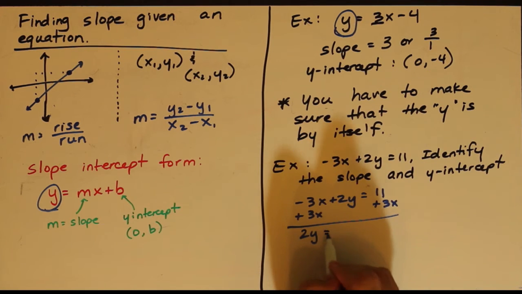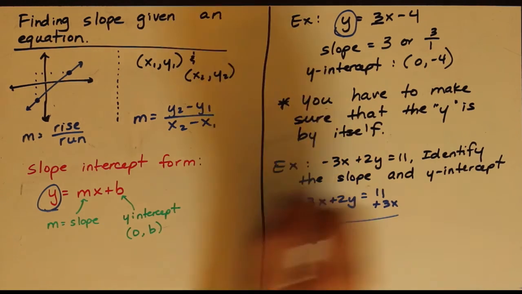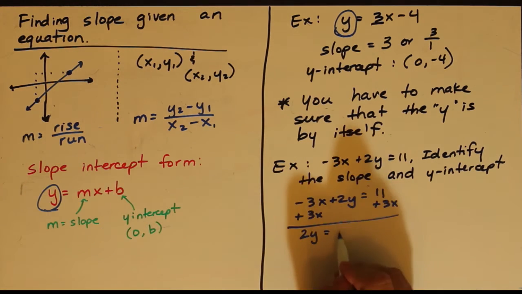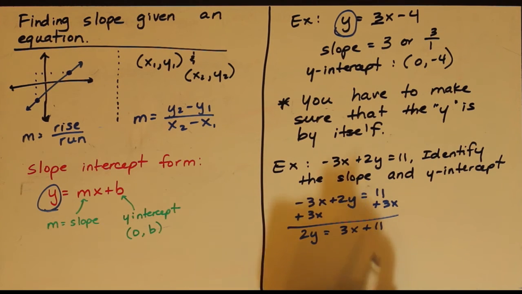And it's just going to be good habit for you to, whenever you have 11 plus 3x, go ahead and put the 3x first. That way it actually takes on this form nicely. So I'll do 3x plus 11. They're both the same thing, 3x plus 11 and 11 plus 3x. Yeah, they're basically the same thing.